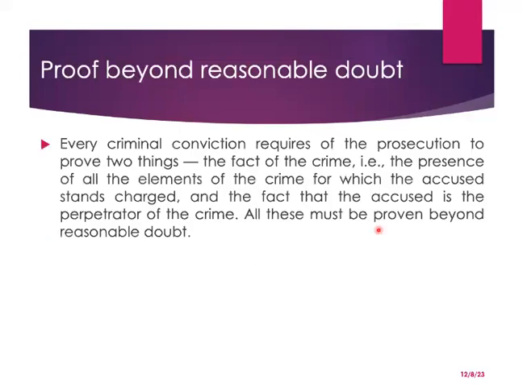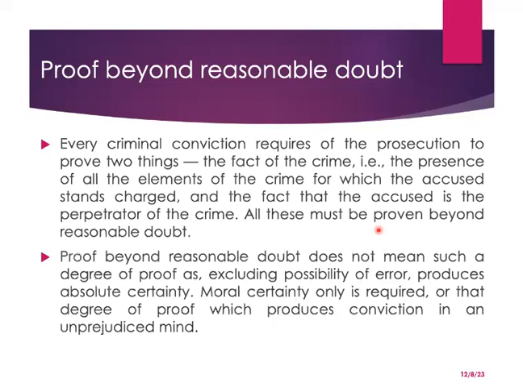So, on the quantum of proof. Every criminal conviction requires of the prosecution to prove two things. The fact of the crime, that is the presence of all the elements of the crime for which the accused stands charged, and the fact that the accused is the perpetrator of the crime. Okay? It must prove all the elements of the crime. Second, it must prove that the accused is really the perpetrator of the crime. All these must be proven beyond reasonable doubt. Even the slightest doubt should not remain.